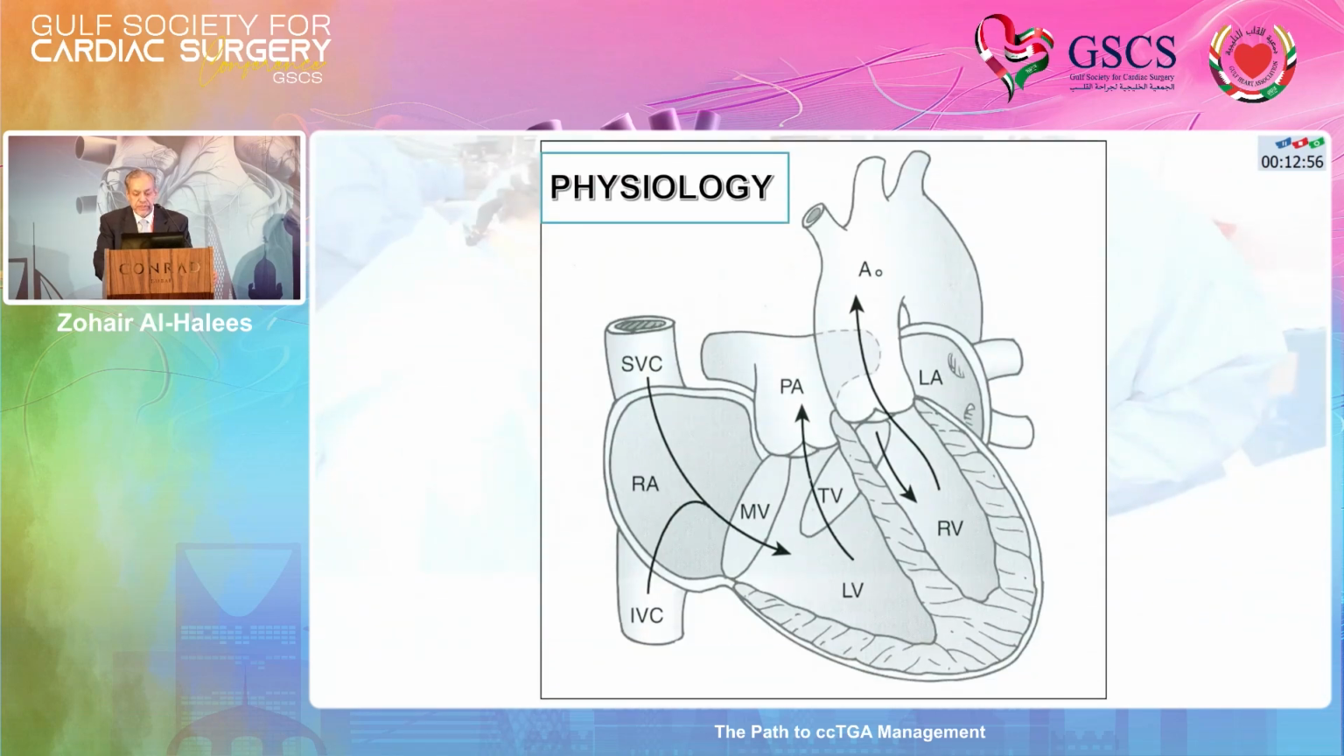In terms of physiology, as you all know, the right atrium is connected to the left ventricle through a mitral valve, and the ventricle is connected to the pulmonary artery. So the unoxygenated blood ends up in the pulmonary artery to be oxygenated, and the oxygenated blood ends up in the aorta. So the patient is physiologically corrected and has normal oxygen saturation.